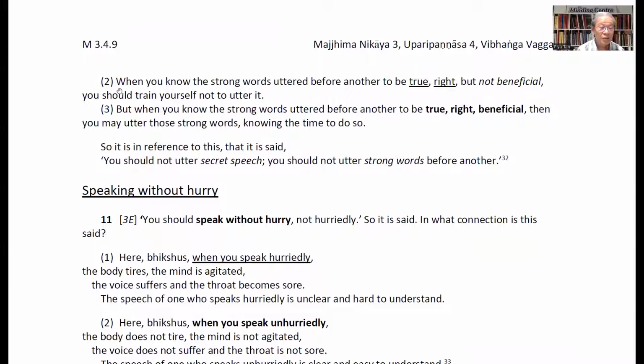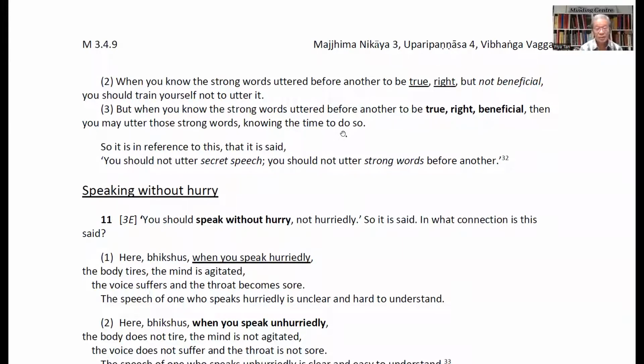Number 2, when you know the strong words uttered before another to be true, right, but not beneficial, you should train yourself not to utter it. Again, it is right and true, but not helpful. So again, don't speak publicly in a strong way. But when you know the strong words uttered before another to be true, right, beneficial, then you may utter those strong words, knowing the right time to do so. So here, you may speak strong words, but it must be done at the right time.